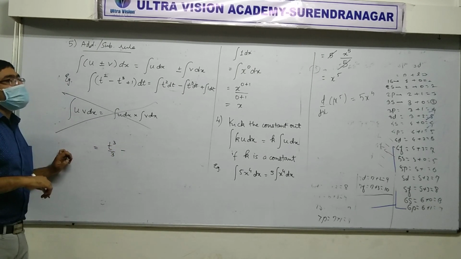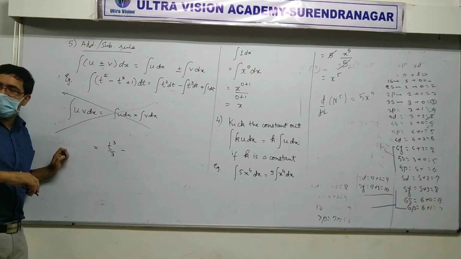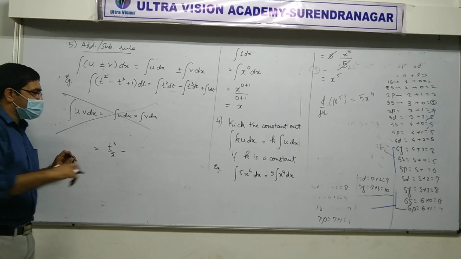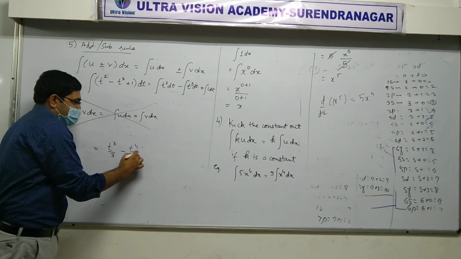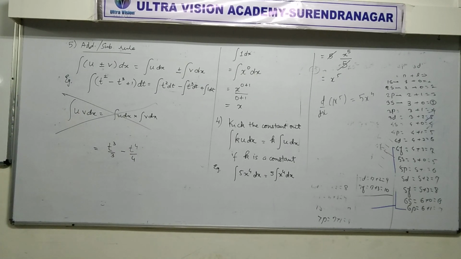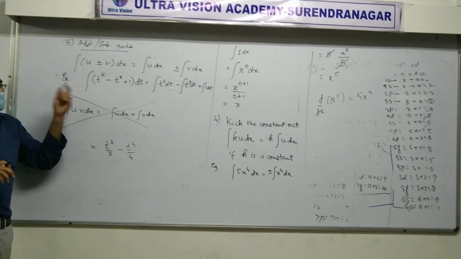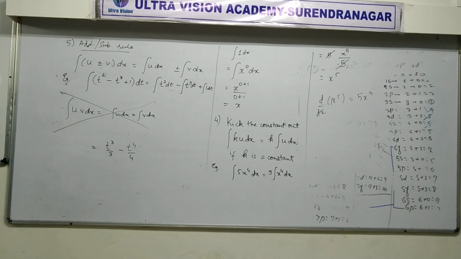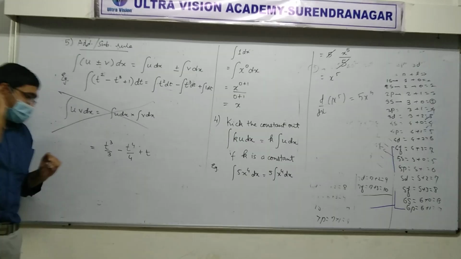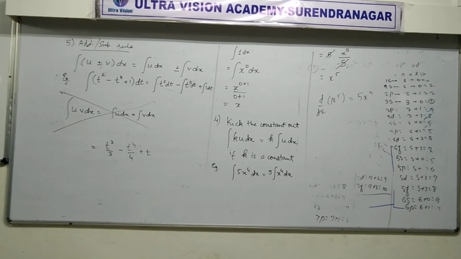Next. Integration of t cube dt. Raise your hand. Alright, yes. Correct. T raised to 4 by 4. Sit down. Correct. And the last one. Integration of 1 dt. Understood that? Yes. Absolutely sure? Yes.